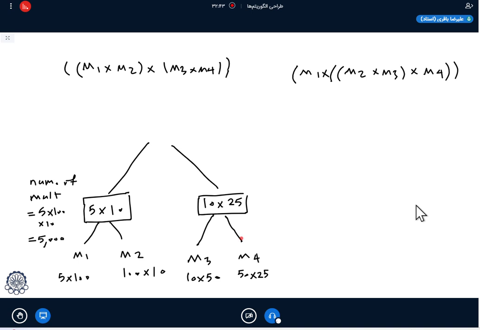And how many multiplications are done? The number of multiplications will be PQR. 10 multiplied by 50 multiplied by 25, which is 12,500. Okay.